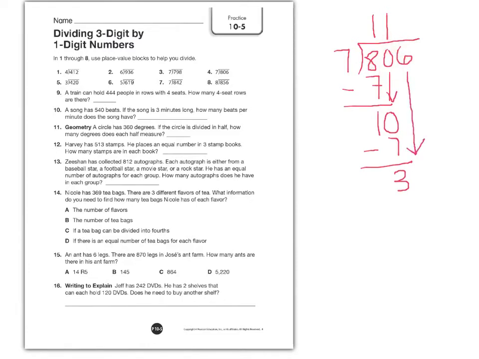Remember, you're only bringing one digit at a time down. This is going to make it 36. How many 7s are in 36? And the answer is 5. 5 times 7 is 35. And you subtract 35 from 36, giving you 1. There's nothing more to bring down, so that gives you a remainder of 1. So your answer is 115, remainder 1, or 115, 1 over 7.